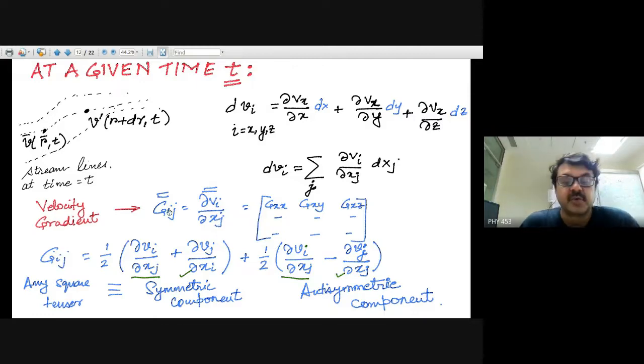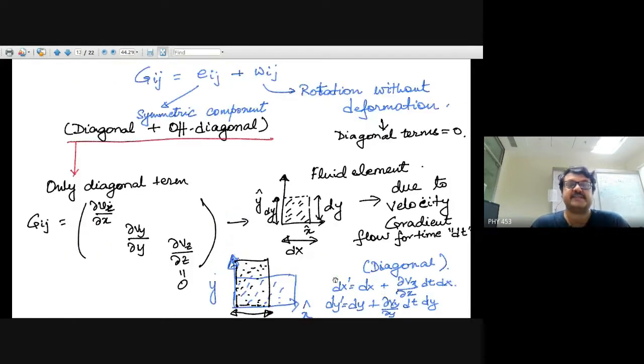And if you notice, if this is the tensor, and if you change j and i, then you would have ∂vj/∂xi plus ∂vi/∂xj, and you can see that it's symmetric. And if you have the other term, you would see that this basically changes sign, right? So you have broken it up into two parts, which is possible for any tensor.